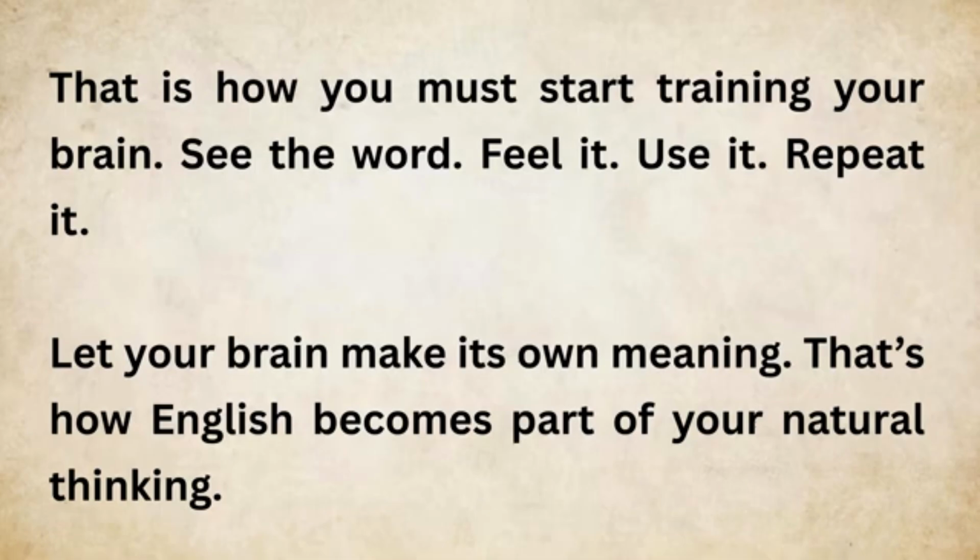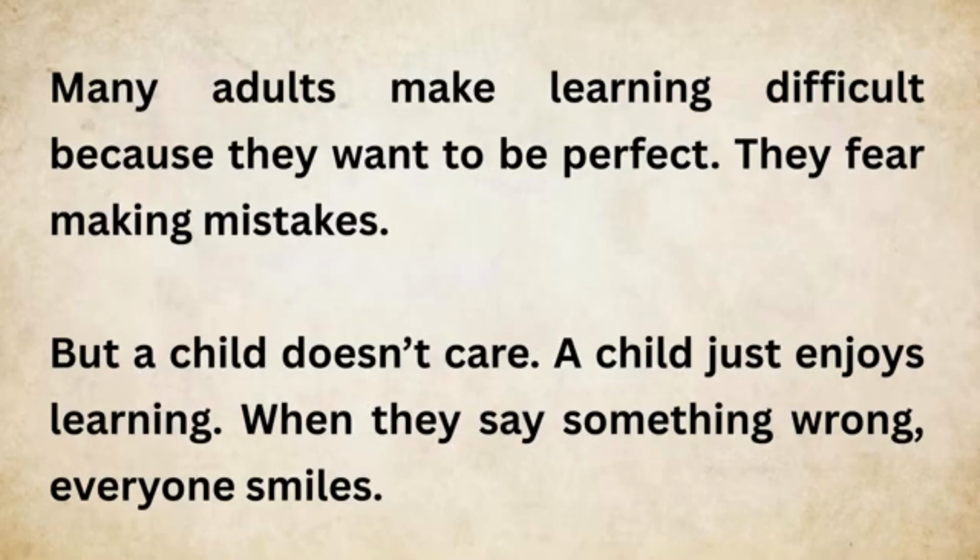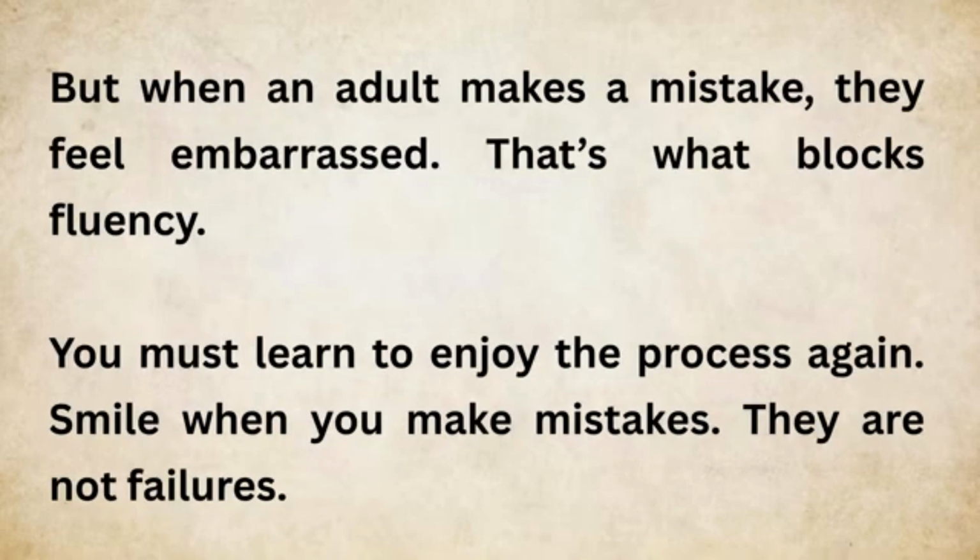That's how English becomes part of your natural thinking. Many adults make learning difficult because they want to be perfect. They fear making mistakes. But a child doesn't care. A child just enjoys learning. When they say something wrong, everyone smiles. But when an adult makes a mistake, they feel embarrassed. That's what blocks fluency. You must learn to enjoy the process again.